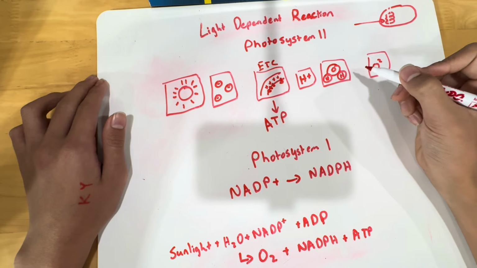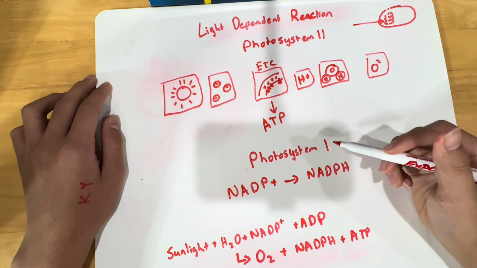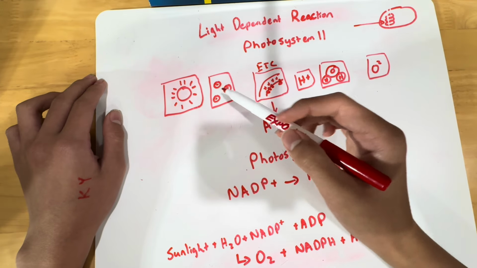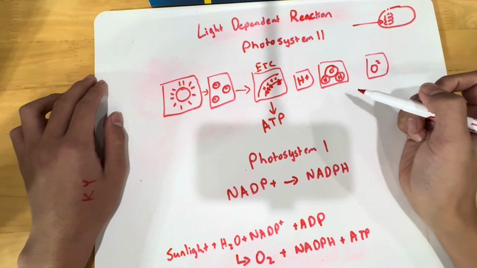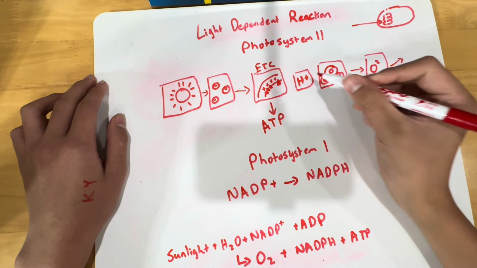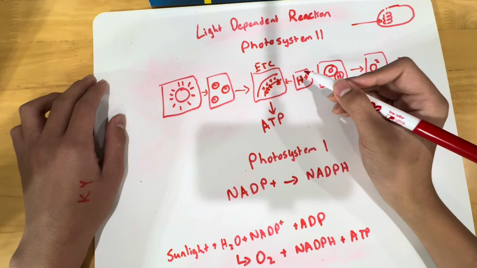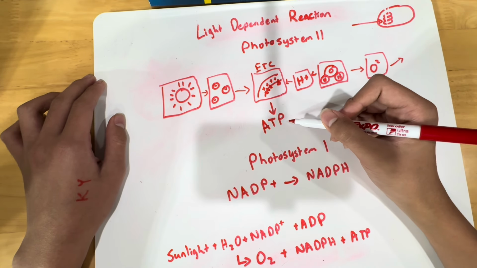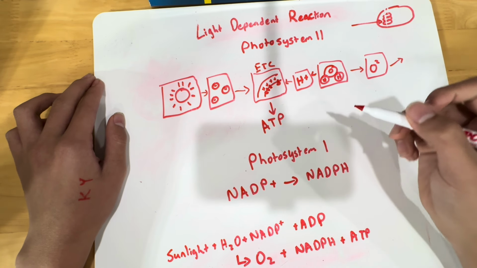The light-dependent reaction is split into two portions, photosystem 2, which occurs first, and photosystem 1. Let's talk about photosystem 2 first. Photosystem 2 is where sunlight is used to excite electrons, which are passed to the electron transport chain. Water is split into oxygen gas, which is released into the atmosphere, and H+ ions, which are used for the ion gradient in the electron transport chain. This ion gradient is where ATP synthase happens. This creates the ATP output of the light-dependent reactions.